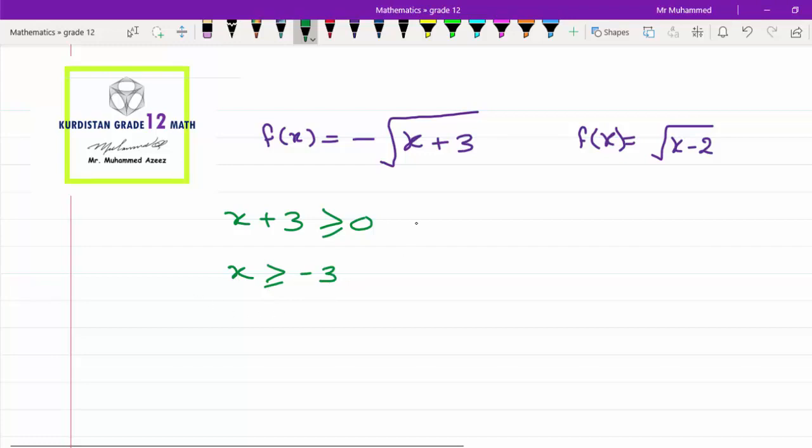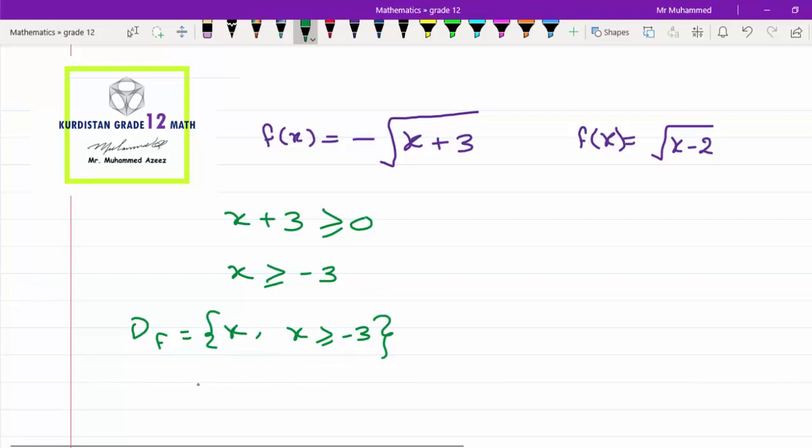So the domain for this function is all the numbers which are greater than or equal to negative 3. We can straight away call this the domain. There are a lot of ways to write the domain. Let's write it in the form of a set this time. The domain of f is equal to {x | x is greater than or equal to negative 3}.